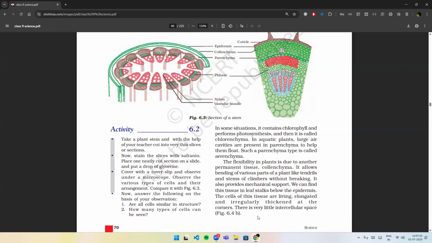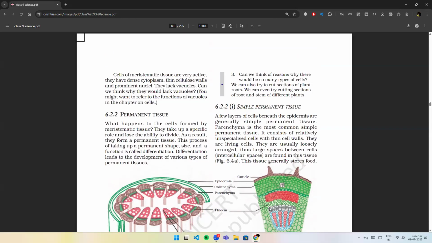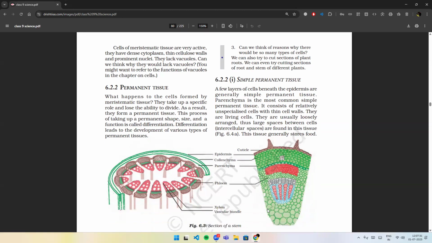Are all cells similar in structure? How many types of cells can be seen? Can we think of reasons why there would be so many types of cells? We can also try to cut sections of plant roots. We can even try cutting sections of root and stem of different plants.